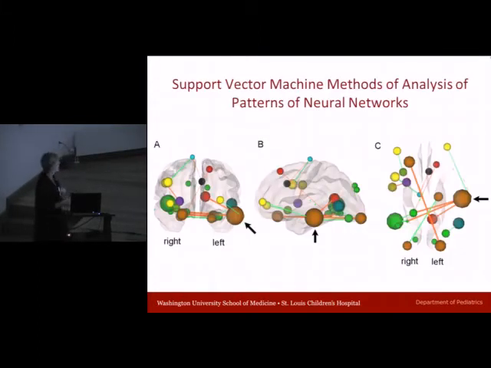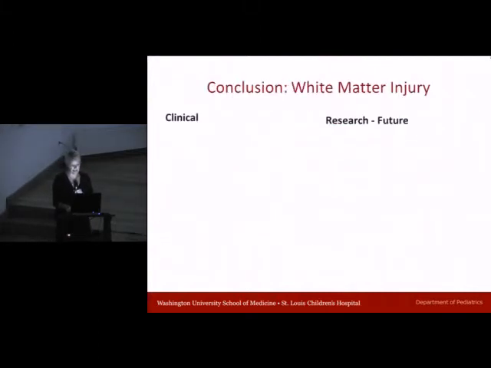We can take that and compare groups, and this is a very fancy machine learning method to say, okay, let's take all of the neural networks in all of the premature babies and compare them to term-born babies, and how are they different? And you can see this left temporal lobe again standing out as a big, big area of difference.